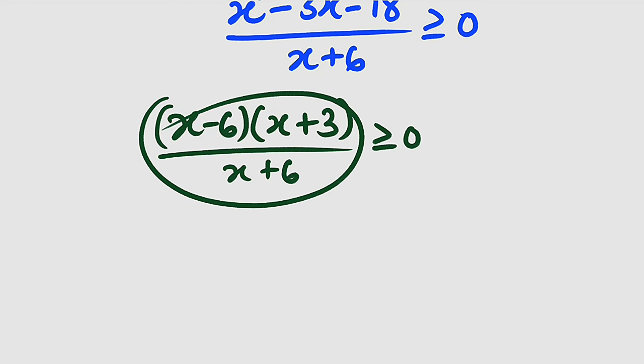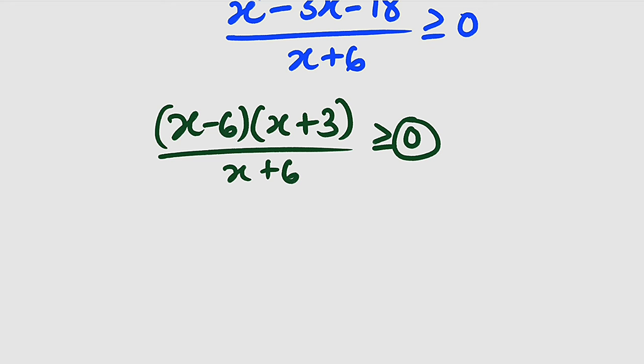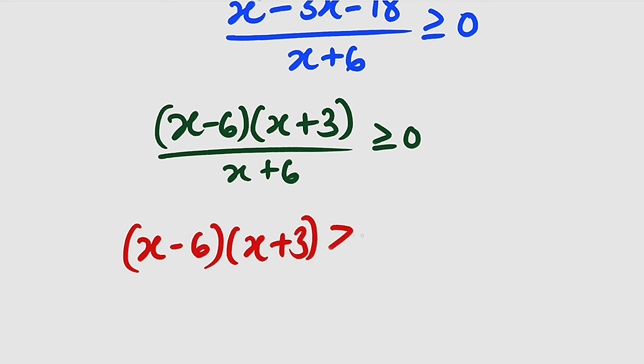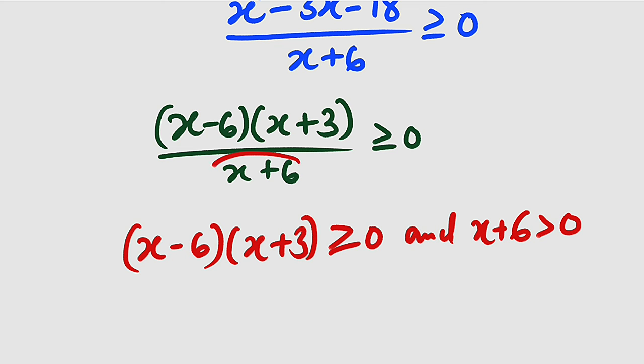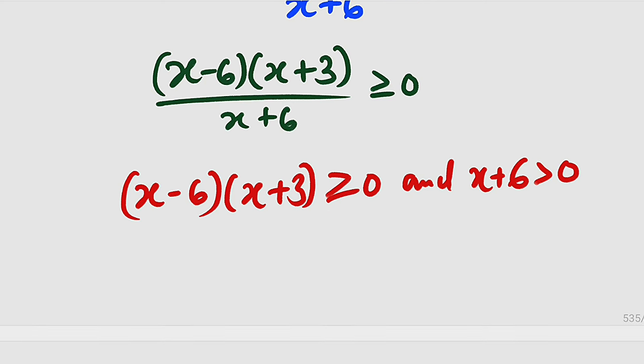So you can see that the whole of this is positive because it is greater or equal to 0, right? So what condition? It is either both the top and the bottom are positive or both of them are negative, because negative divided by negative is positive, right? So let's write the two conditions. It's either x minus 6 multiplied by x plus 3 is greater or equal to 0, and x plus 6 is greater than 0. We cannot write it as greater or equal to 0 because we don't want it to be equal to 0. So let's start solving this one before we come back to the other condition.